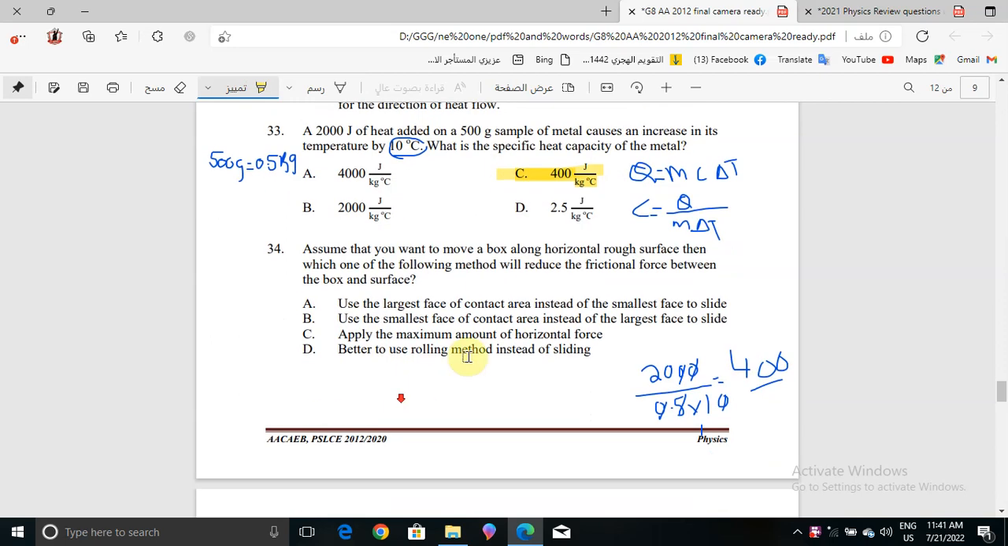Now in question number 34, what we have here, assume that you want to move a box along a horizontal rough surface. Then which one of the following methods will reduce the frictional force between the box and the surface? It will be better to use the rolling method instead of sliding. And this is also written in unit 2 in the textbook of grade 7.